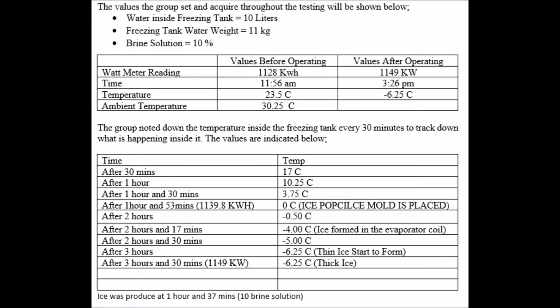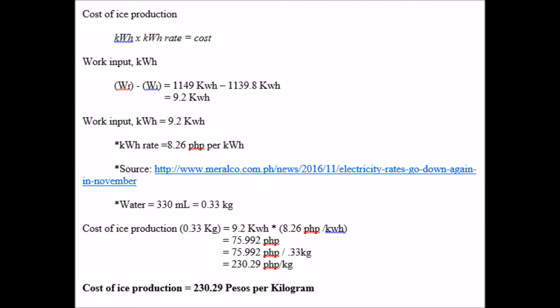So, for the summary, in a total of 1 hour and 37 minutes, the group produced ice using the 10% brine solution. And here is our computation. For the ice production formula, multiply the total kilowatt hour used starting at 0 degrees by the kilowatt hour rate of Meralco. Then divide it by 0.33 kilograms, which is 330 milliliters, the amount of water inside the ice mold. The total cost of ice production for the 10% brine solution is 230.29 pesos per kilogram.